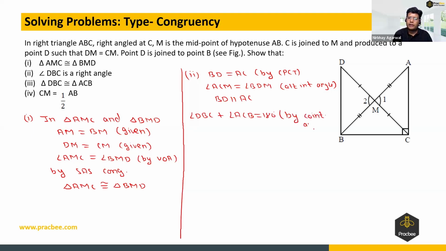By co-interior angles, and we have already been given that angle C is 90 degrees. So angle DBC plus 90 degrees equal to 180 degrees. So accordingly, I can write angle DBC will be equal to 90 degrees. This is the second part.